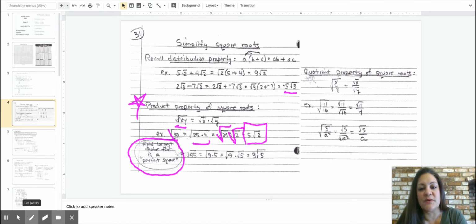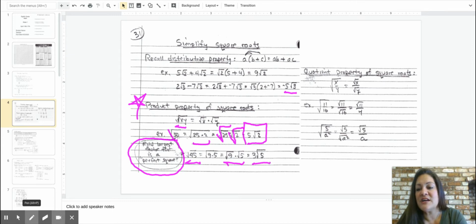Down here for square root of 45, we have 9 times 5 is 45. 9, of course, is a perfect square root. Square root of 9 times square root of 5 is the same as 3 times the square root of 5.